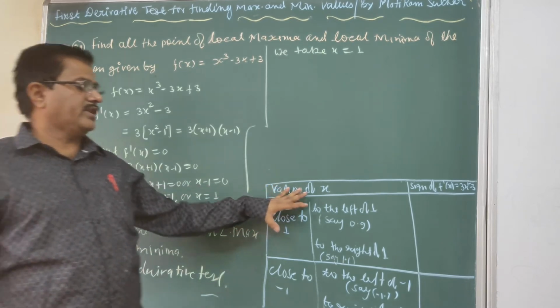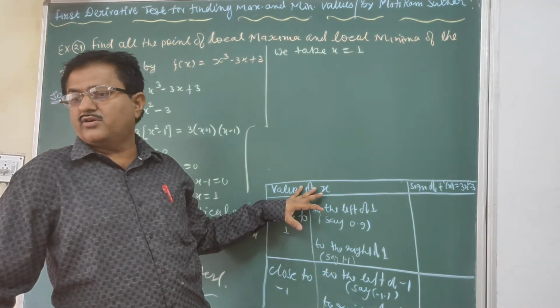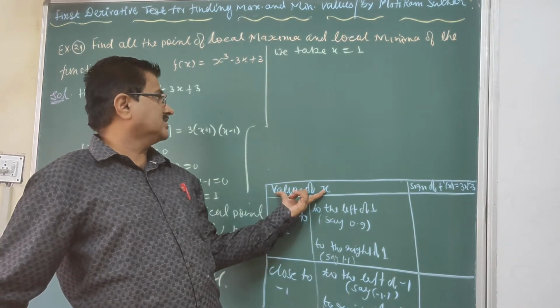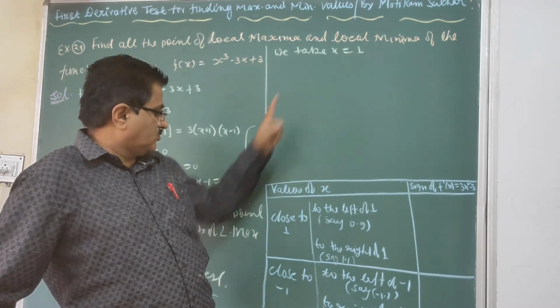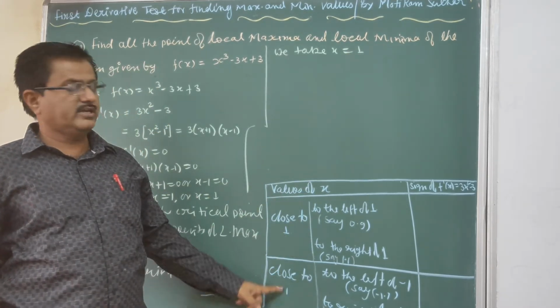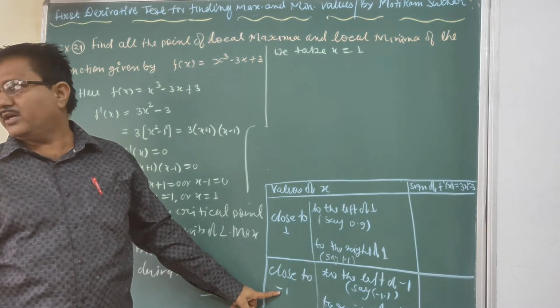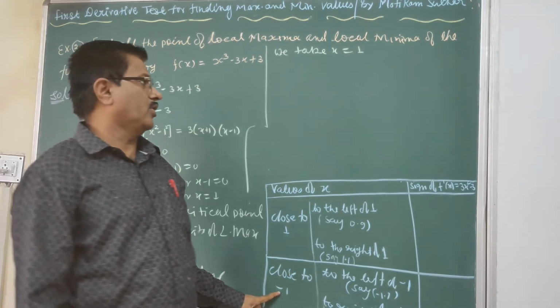In the first derivative test, we look at the left of 1 and the right of 1. So here we draw a table. Values of x: so what we get? The values of x are 1 and minus 1. There are two values of x we are getting here, that is, the critical points.